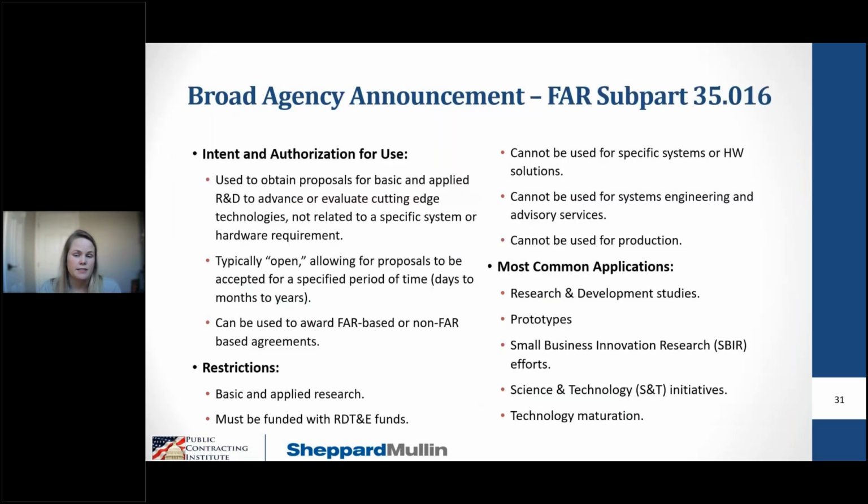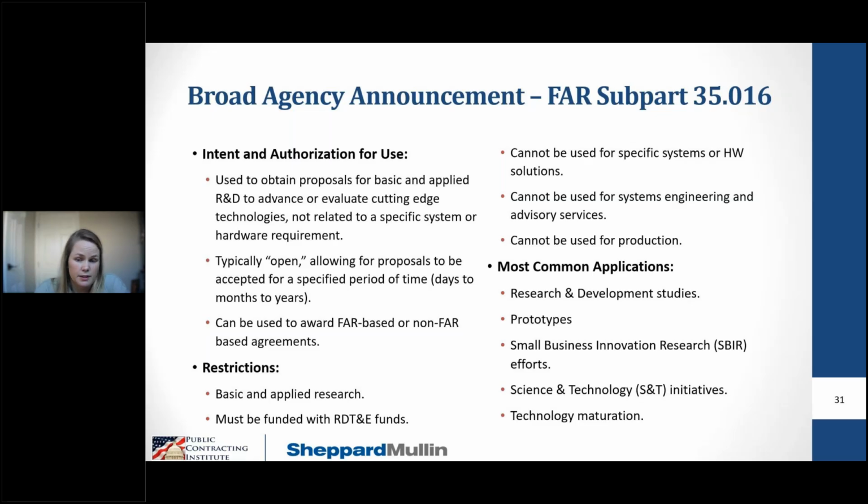Last of the FAR-based procurement types we have are broad agency announcements under FAR subpart 35.106. These are solicitation methods primarily for research and development efforts, providing for full and open competition under FAR Part 6. They're authorized for the acquisition of basic and applied research, that part of development not related to development of a specific system or hardware. So the objective is to encourage participation by science, technology, and research institutions, meeting government goals for innovative ideas and approaches for general research. They're typically open, meaning proposals can be submitted on a rolling basis, and most result in either a FAR or non-FAR based agreement at the end of the proposal period.